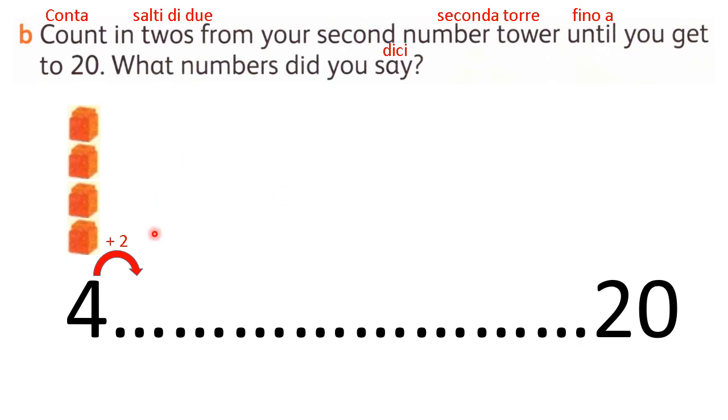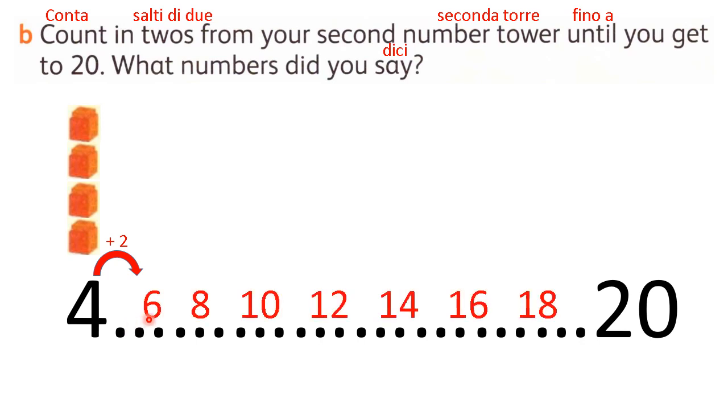Now we have to count in twos from our second number tower, which was 4, until we get to 20. And what numbers do we say? If we start from 4 and we count in twos, we go through 6, 8, 10, 12, 14, 16, 18.